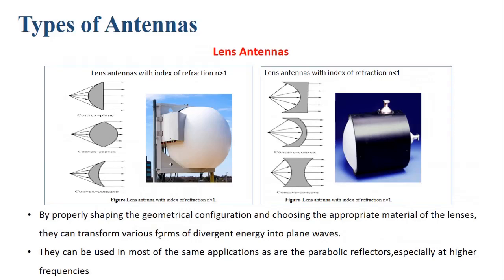The last category of antenna is the lens antenna. You can see in the figure the lens antenna with index of refraction n greater than 1 and n less than 1. These lenses are primarily used to collimate incident divergent energy to prevent it from spreading in undesired directions. They are also used at very high frequencies. Their dimension and weight become larger at lower frequencies.